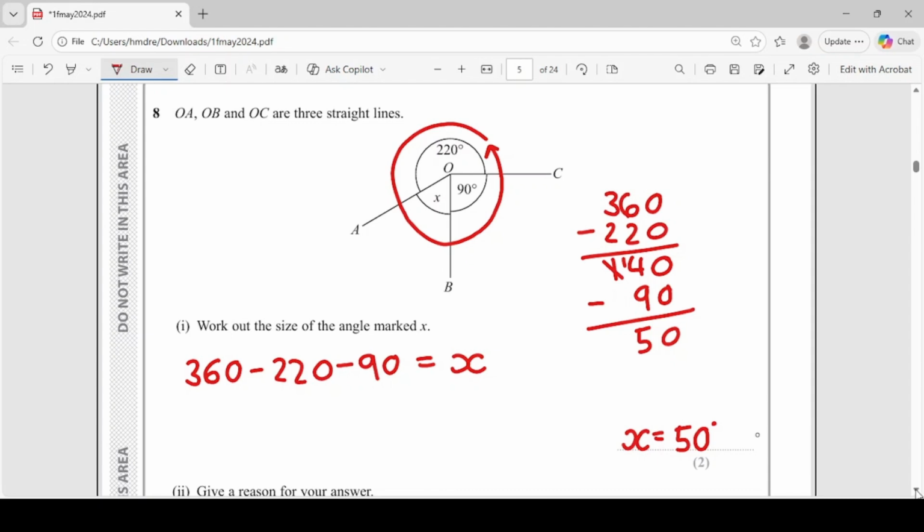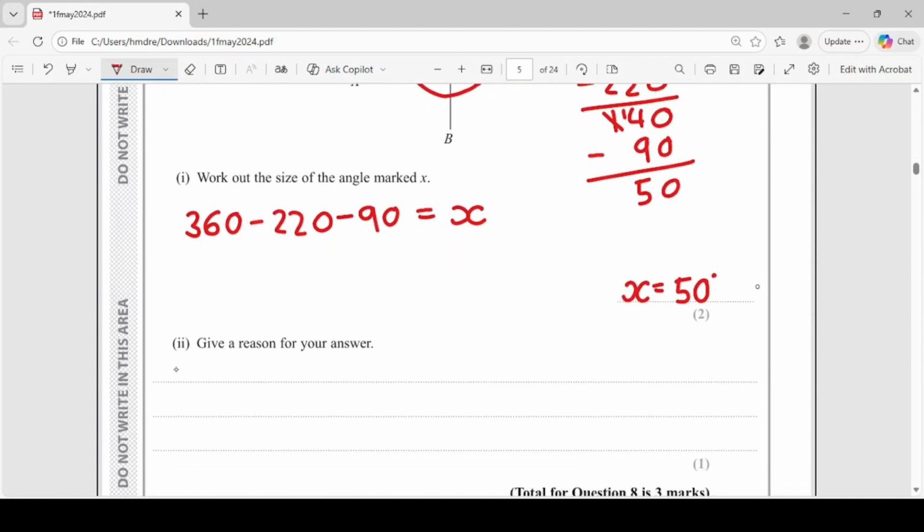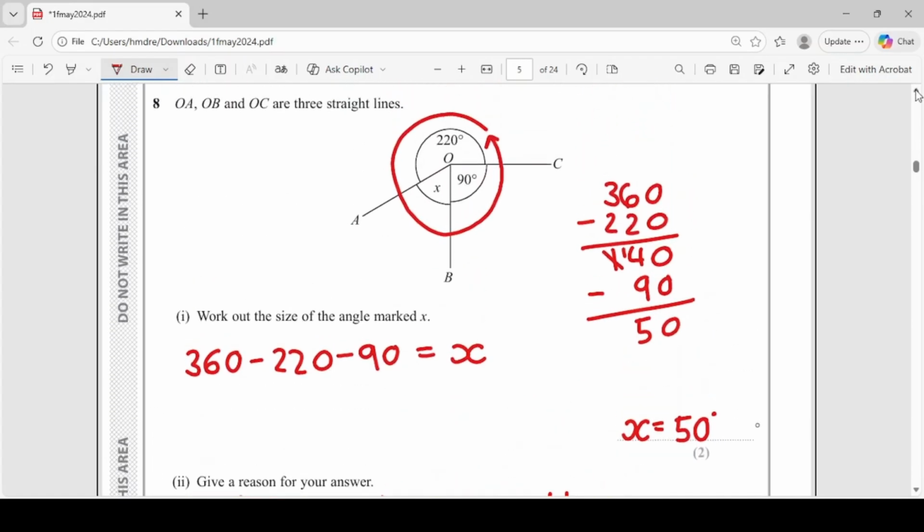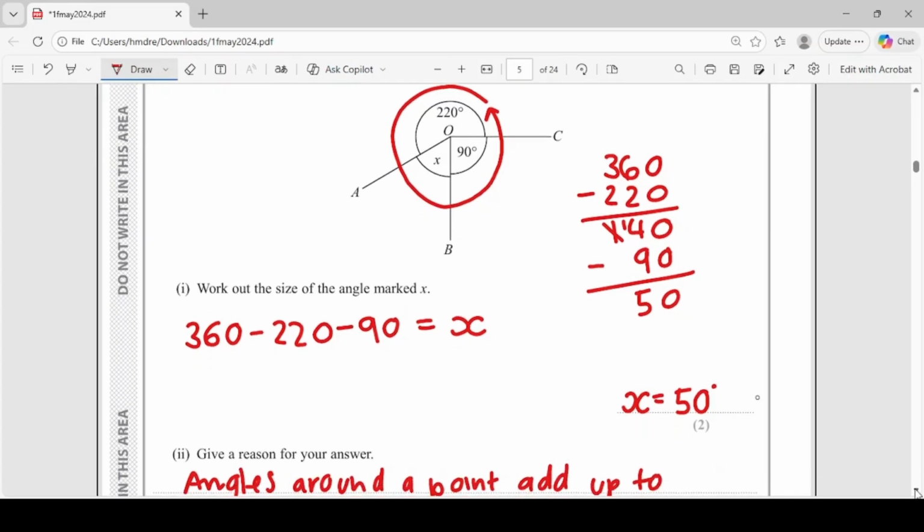Give a reason for our answer. So a reason for this answer is angles around a point add up to 360 degrees. Of course, with this one, I think that's the only way we could have done this one. I was just wondering if there's something else, but I think that's the only way we could have done that one.